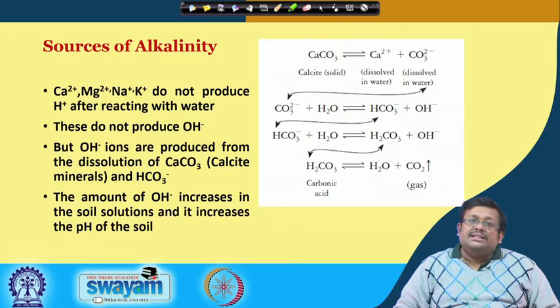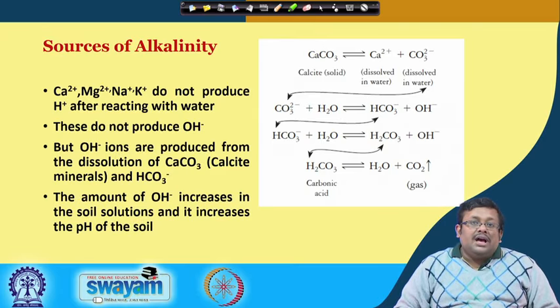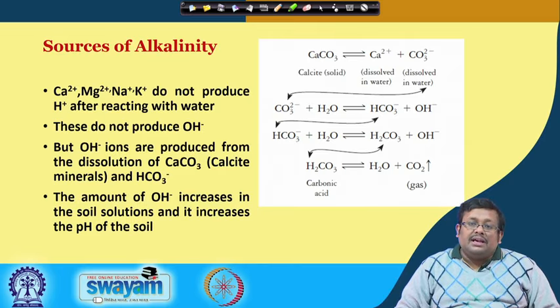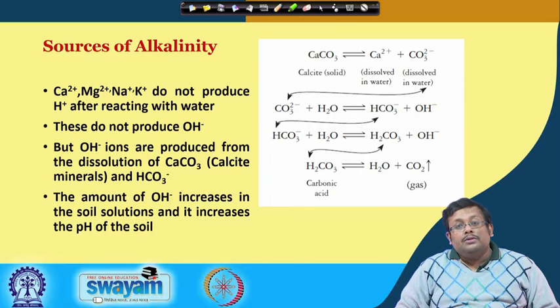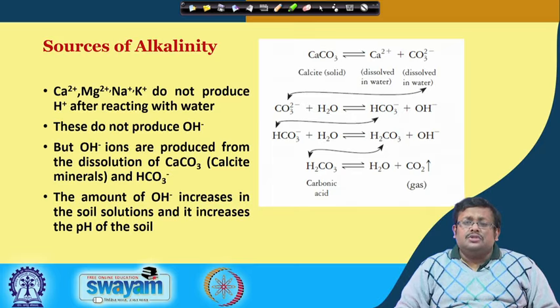Now, you know that calcium, magnesium, sodium, potassium do not produce protons after reacting with the water as aluminum does. So, these are the basic cations, and these basic cations do not produce proton or hydroxyl. However, hydroxyl ions are produced from the dissolution of calcium carbonate, that is calcite minerals, and bicarbonate.